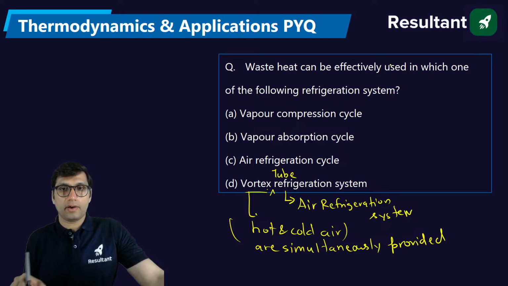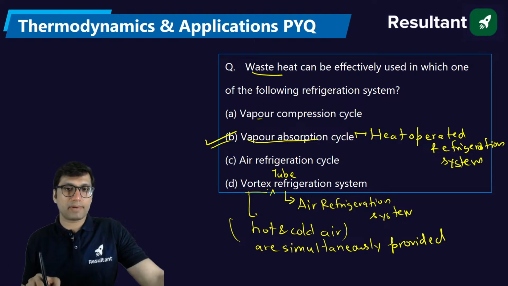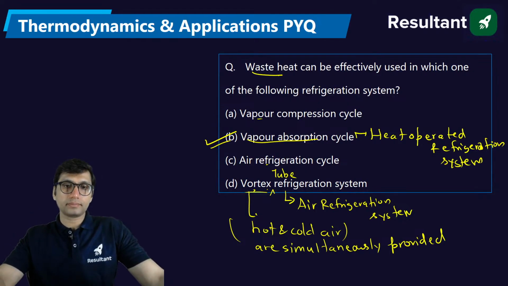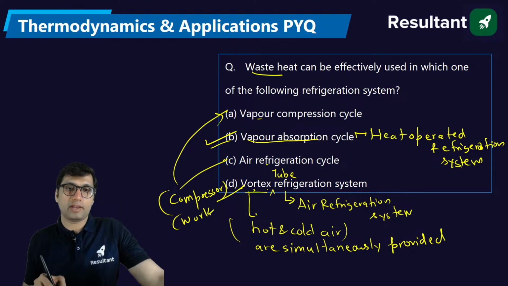Vortex tube. Waste heat. When we say waste heat, then we are talking about vapor absorption, because vapor absorption is a heat operated refrigeration system. And heat is basically low grade energy. Okay, so vapor absorption is heat operated, while vapor compression, air refrigeration and vortex tube all take work input from a compressor. The working fluid is also compressed air. So they use a compressor, which means work input. But this is a heat operated system.